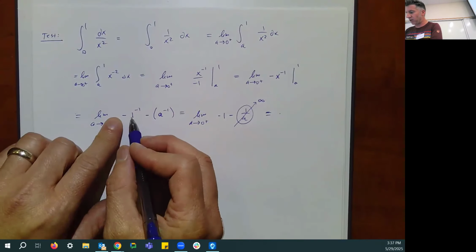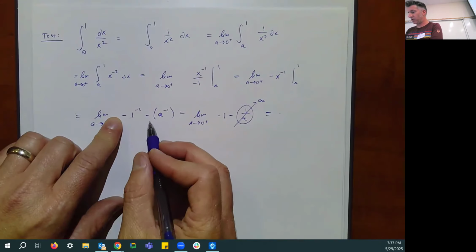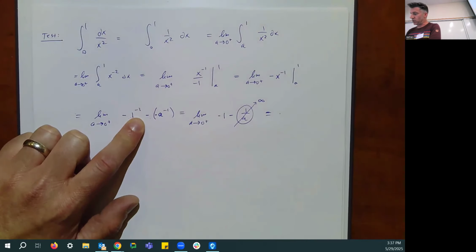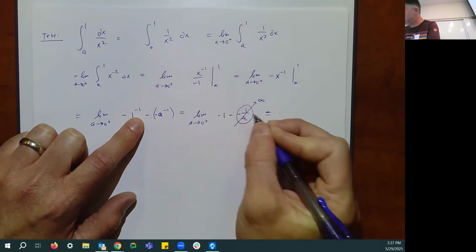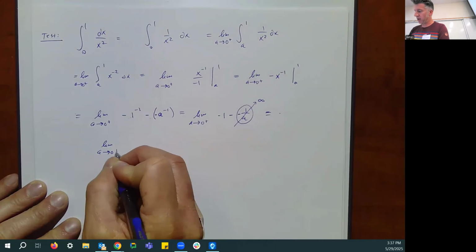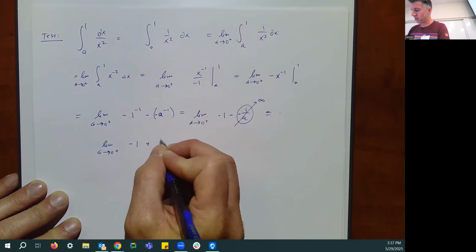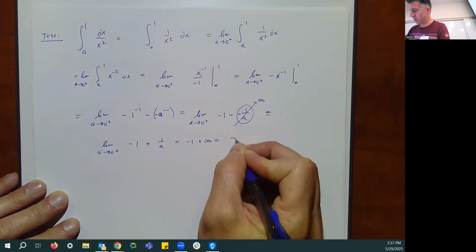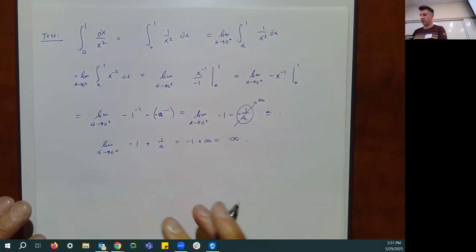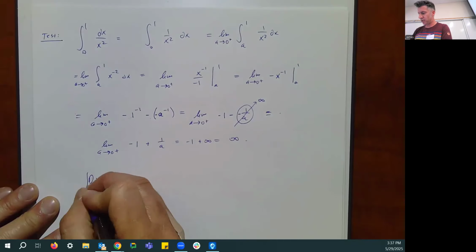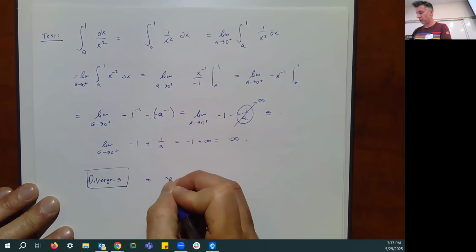I wrote negative 1 to the negative 1, but I forgot that it was minus negative a to the negative 1, which is really minus negative 1 over a. So I really should have written this as the limit as a approaches 0 from the right of negative 1 plus 1 over a, which then goes to positive infinity. So we would say that this integral diverges, and if you were asked in which way, we would say it diverges to infinity.